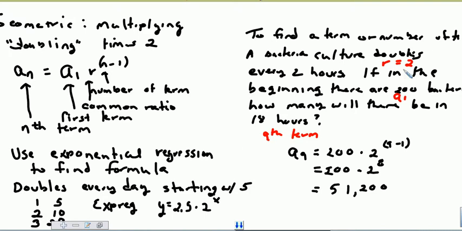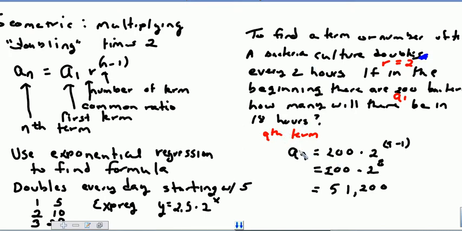So what information do I have and what am I looking for? Well, first of all, I'm told that the number doubles. Well, remember, we talked a minute ago that doubles means that R is equal to 2. We're multiplying by 2. That's our common ratio. I'm starting with 200, so that's A sub 1. Now, how many terms am I looking at? This doubles every 2 hours, and we're going 18 hours. So how many times has it doubled? 18 divided by 2. We're looking for the 9th term here.